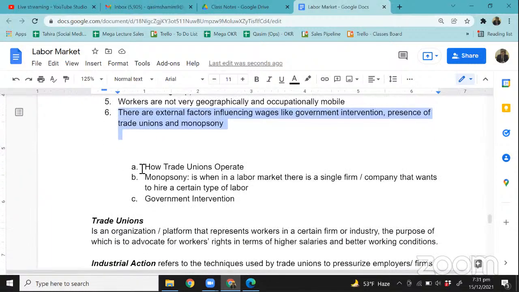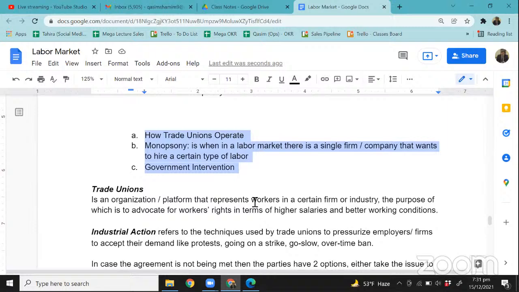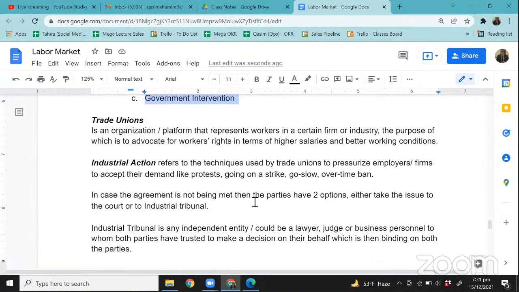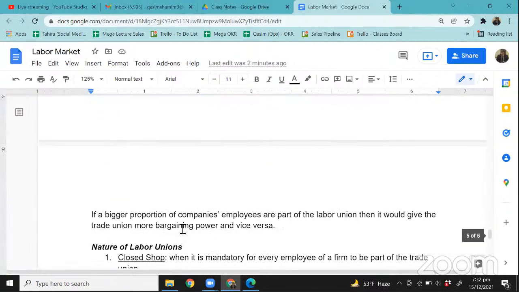Now, within that, we said there are three possibilities, right? In these three possible scenarios, there would be imperfect labor markets: first being trade union, second being monopsony, and third being government intervention. What is a trade union? We talked about it, an organization that represents and works for workers' rights. They pressurize companies to pay their members more wages, and if their demands are not met, they take industrial action. When industrial action is taking place and still no conclusion is reached, then you have two options: either both the parties go to the labor court to get the issue resolved, or they take it to the industrial tribunal, which decides the dispute between the two parties, right?